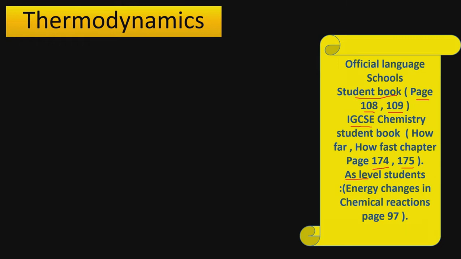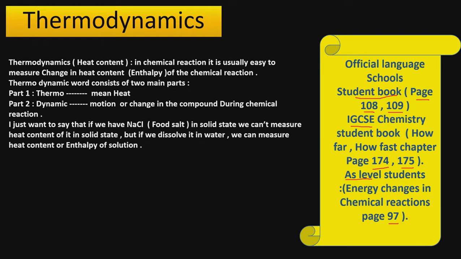Today inshallah we will start together to define the meaning of thermodynamics. At first we must know that thermodynamics is a word that consists of two parts. The first part is thermo, which means heat. The second part is dynamics, which means motion. So we are talking about motion that releases heat or motion that uses heat. So we are talking about heat change related to motion in the compound. So we can say that this is the definition of thermodynamics.